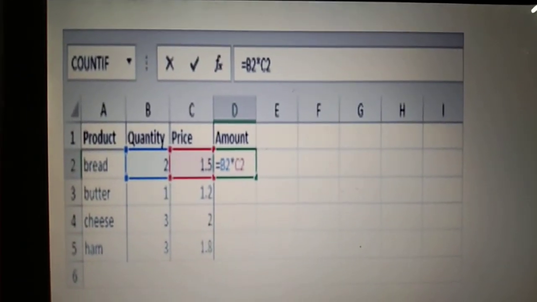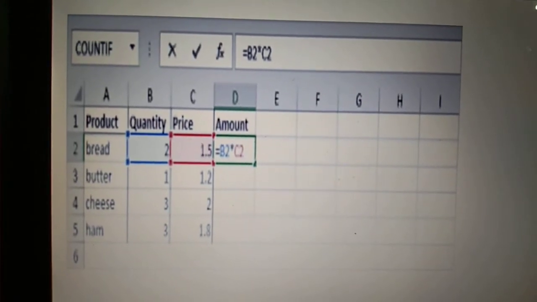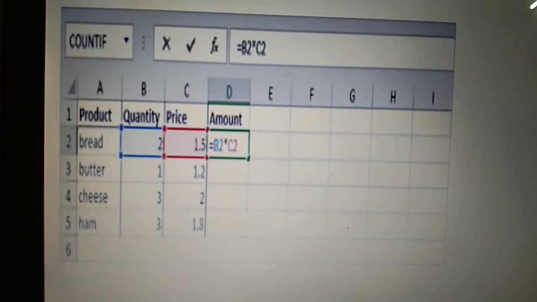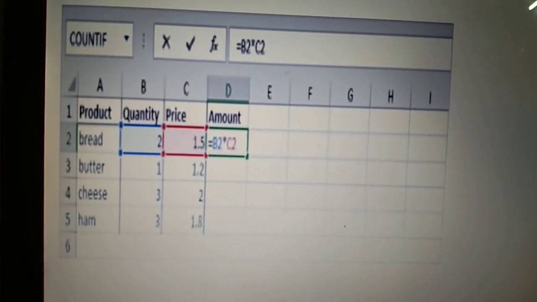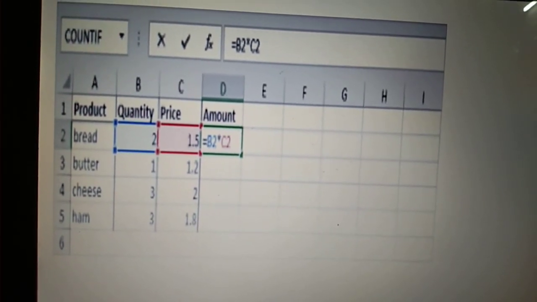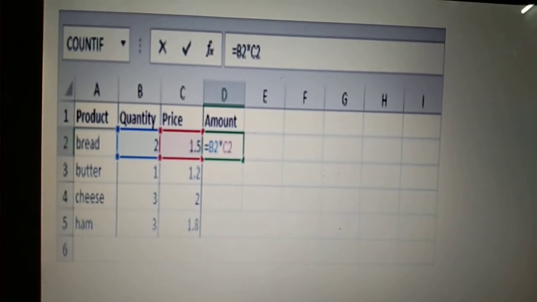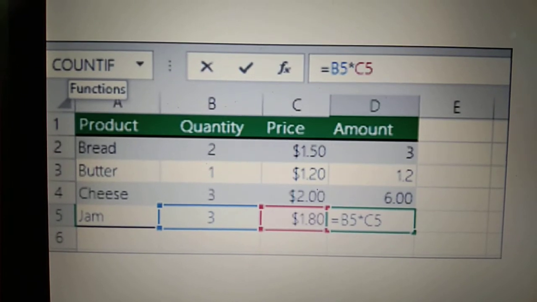Here is another example of cell references. I take a variety of products, their quantity and their price. If I want to calculate the total amount, then I have to take B2 multiplied by the cell C2, and the total amount I get is called the cell reference. The second type is the absolute references.